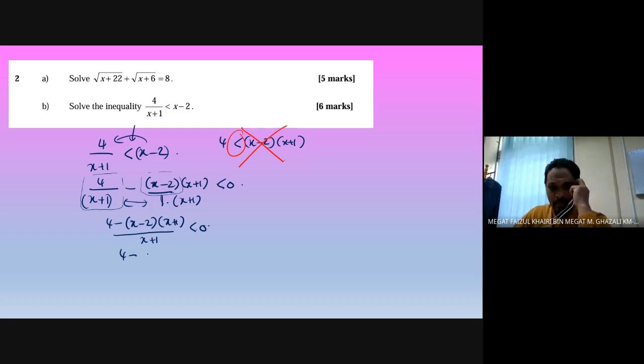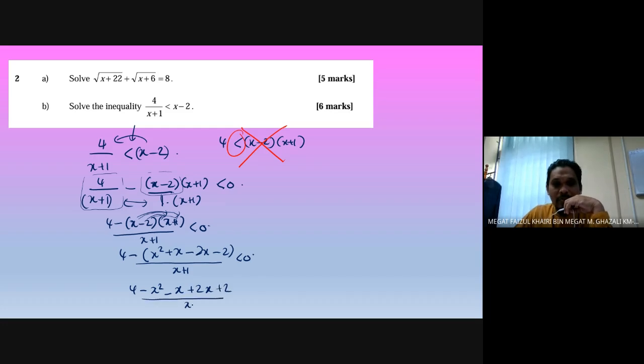4 minus, okay, x times x is x squared, x times 1 plus x, negative 2 times x is minus 2x, negative 2 times 1 is minus 2, divided by x plus 1 less than 0. Open up the bracket here: 4 minus x squared minus x plus 2x plus 2, divided by x plus 1, less than 0.